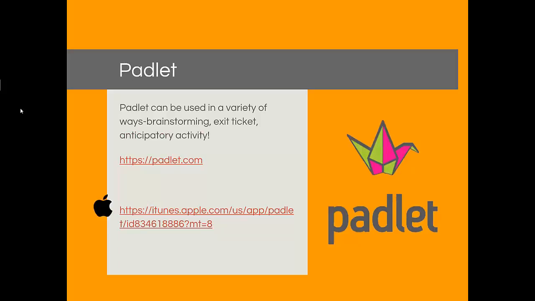Padlet is a great tool just for brainstorming. It's basically a wall that you create where students use sticky notes to post their information onto the wall. So you can use that as a formative assessment tool as well, just to see what students know, to brainstorm. Really, really quick and easy to use.